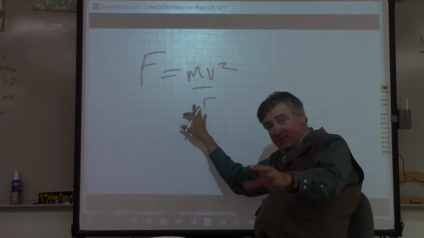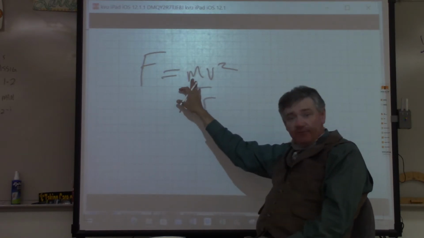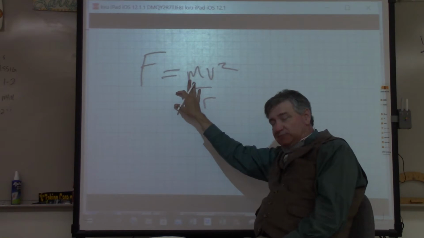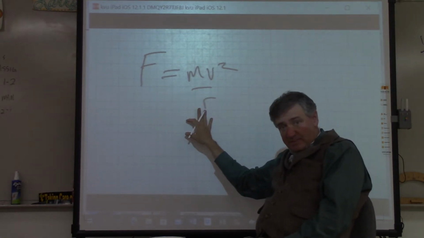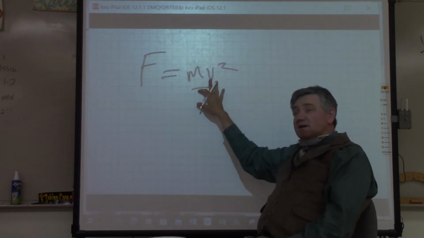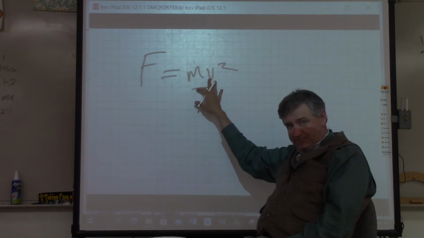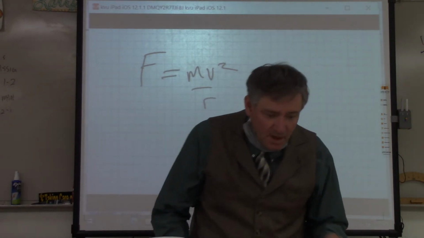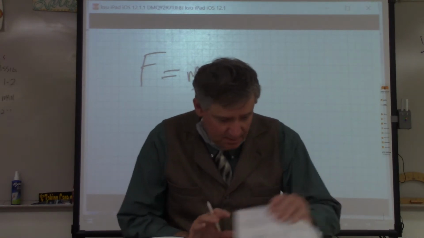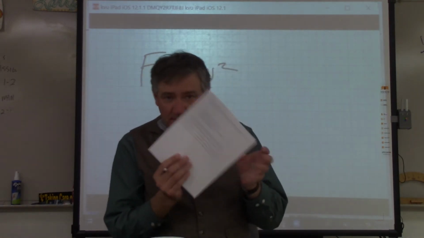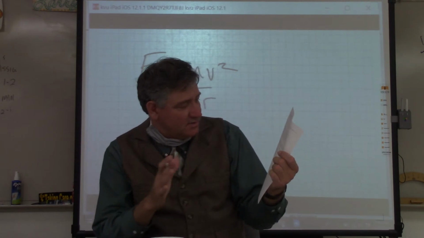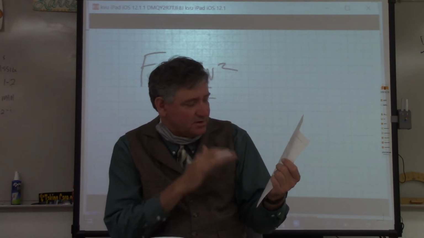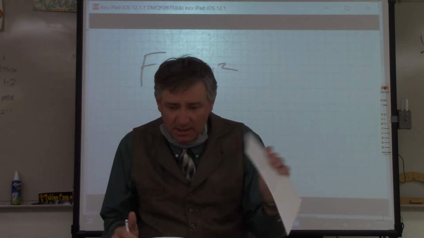So here's the terminology. You would say force is directly proportional to mass, it's inversely proportional to radius, and it's directly proportional to velocity squared. Okay, so that's the terminology. So on that sheet, when you look down there at number 18, you've got F equals mv squared over r. On that first one, the velocity is doubled.